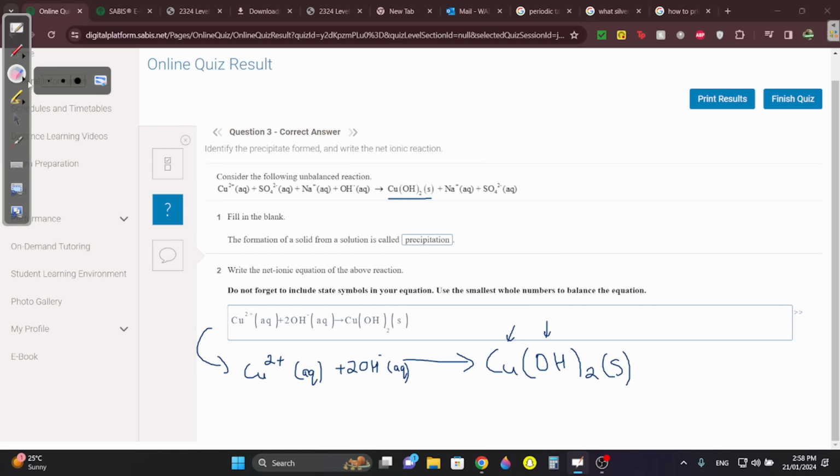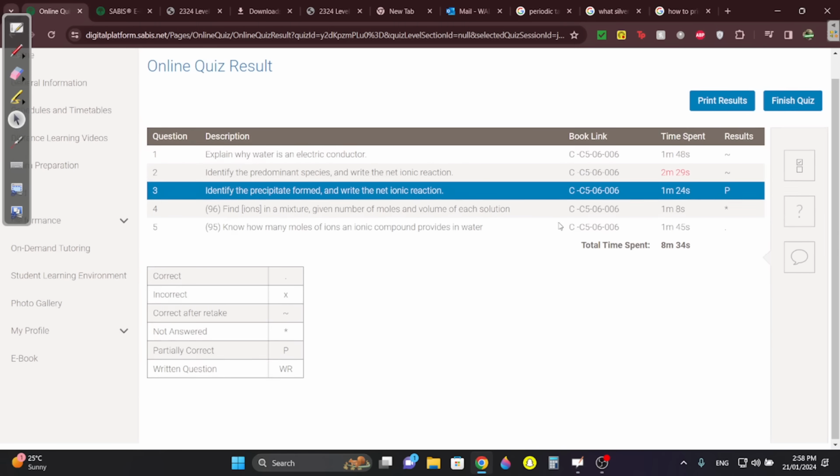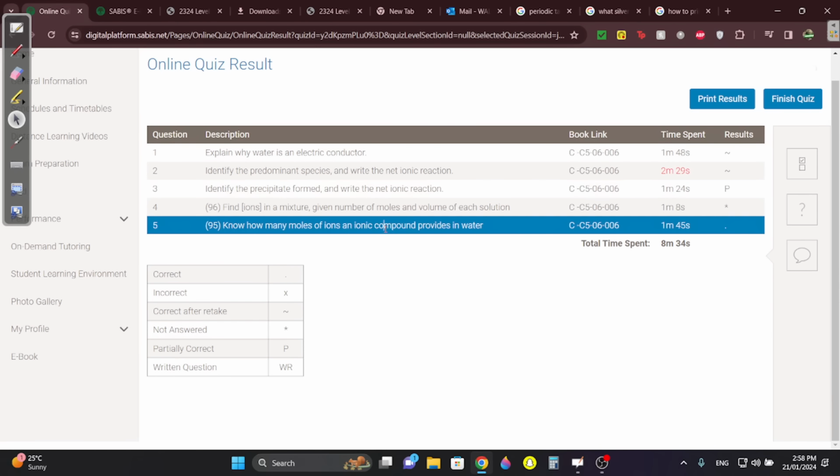Like this, we've finished 6.5. Question 5, I solved it, I explained it. Question 4, I skipped it because it's concentration of ions.